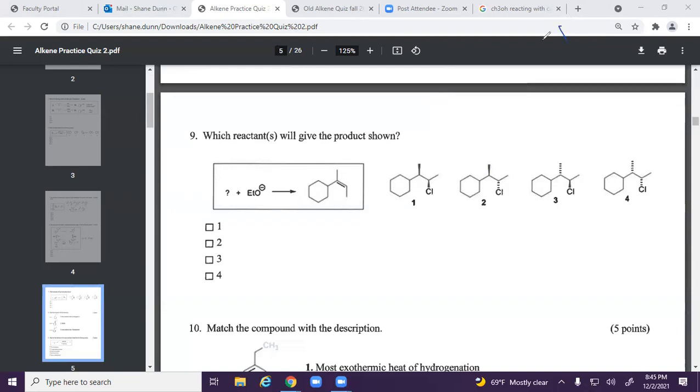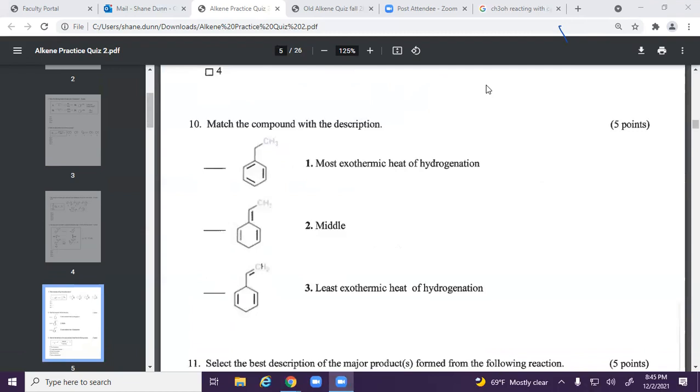Okay. Next up is a heat of hydrogenation. So the more stable a structure is, the less heat of hydrogenation is going to occur. All right, so we want to find the least stable. So which one of these is the least stable? The last one is, good. This one here is the least stable.